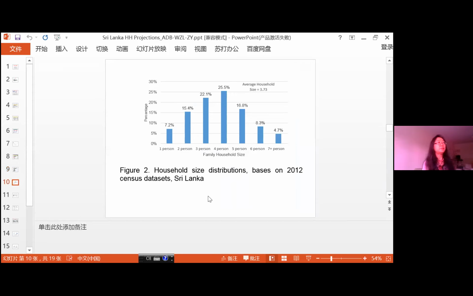And this is household size distributions. On average, the household size is 3.73 in 2012. And the highest percentage of household size is 4%. And still, there's 7.2%, 1% only households.